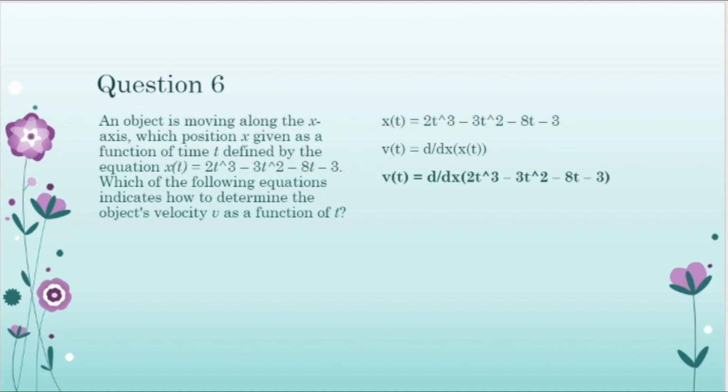Now, similarly to the previous problems, you're going to be taking the derivative of the position function to find the velocity function, as the first derivative of a position function over time will give us the velocity function over time. And as you can see, the answer is v(t) equals the derivative of the position function.